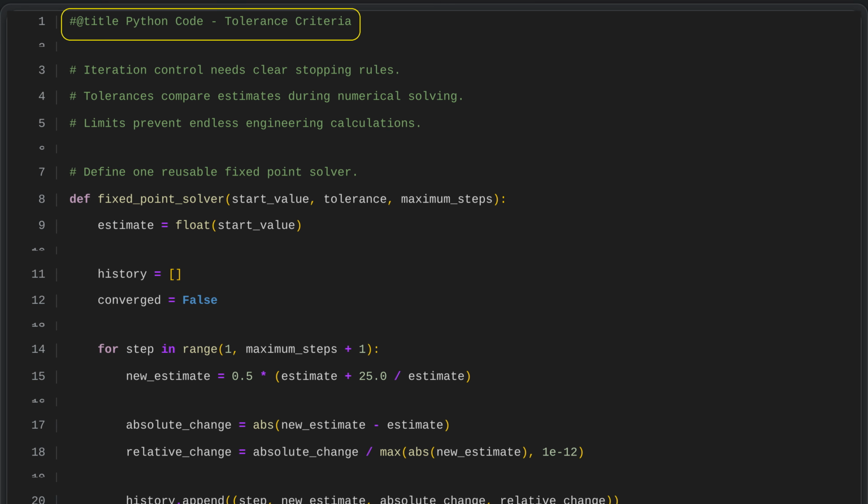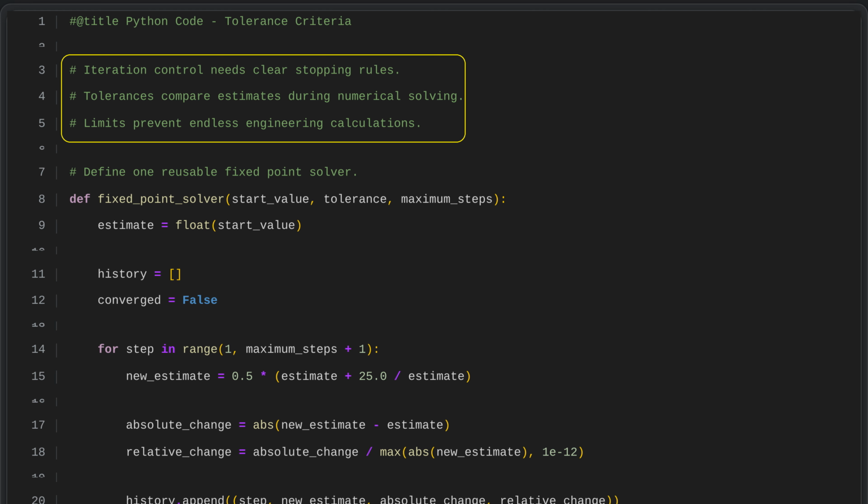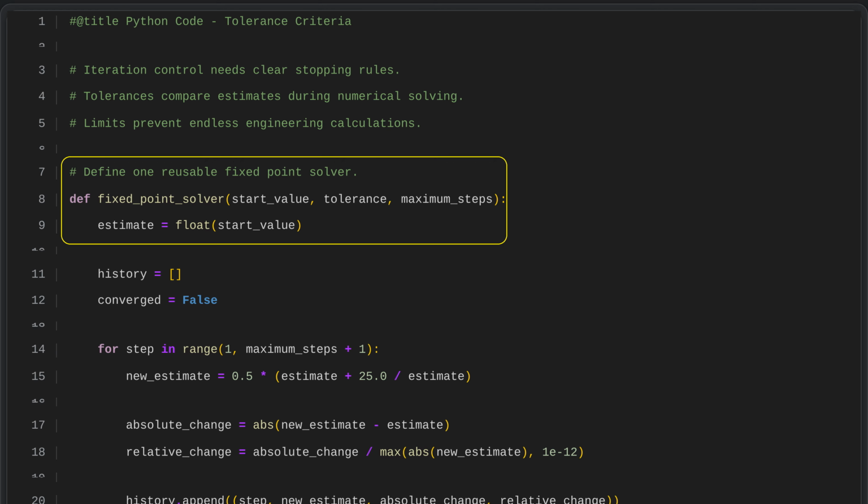Python code, tolerance criteria. Iteration control requires clear stopping rules. Tolerances decide when numerical estimates are close enough, while limits keep engineering calculations from running endlessly. A fixed point solver finds a value that stays the same when a function is applied to it.